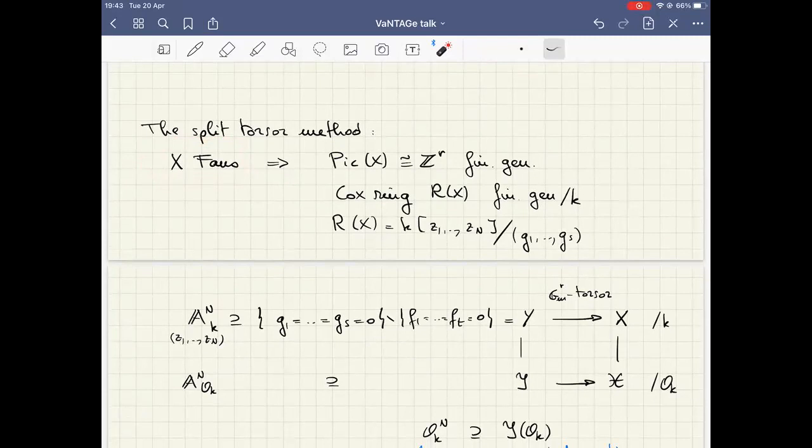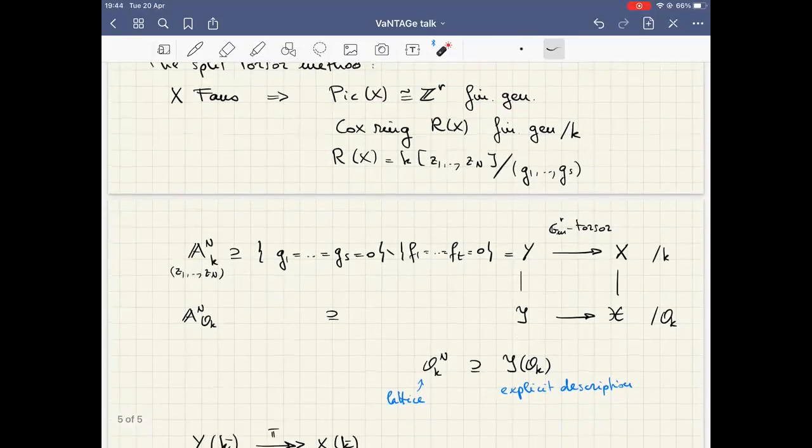And then there are these two properties that we have about Fano varieties: the Picard group is a finitely generated free group. So we will always write it as isomorphic to a free group of rank R. And then the Cox ring is finitely generated, as I said. And so we just write down some explicit representation of the Cox ring as a finitely generated K-algebra, so a quotient of a polynomial ring. And if we have this description, then we can try to understand the torsor, the split torsor of this variety.